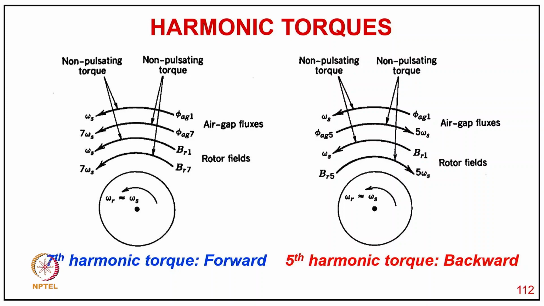Here the seventh harmonic torque is also produced because of the presence of the seventh harmonic in the flux wave, and that is forward. For backward, this is the fifth harmonic, which is produced because of the pulsating field. That fifth harmonic torque is also produced here.